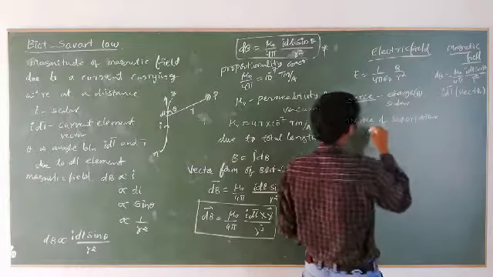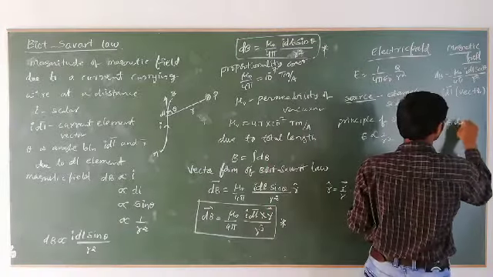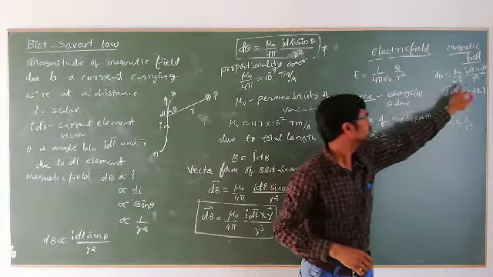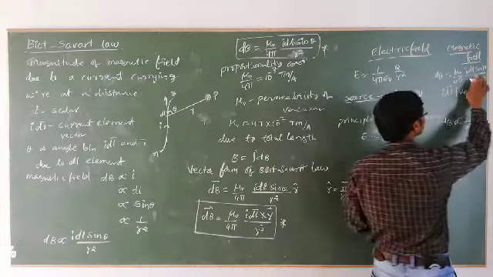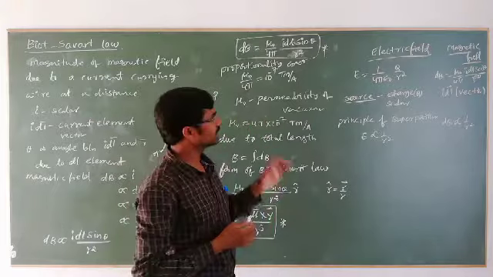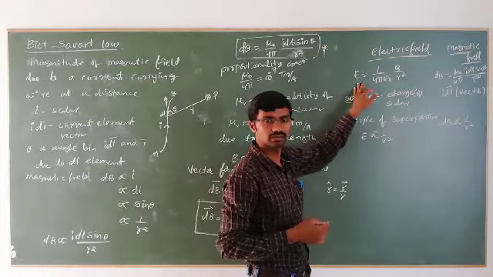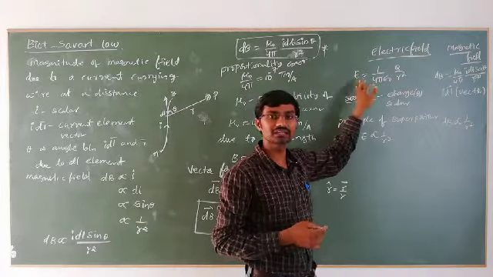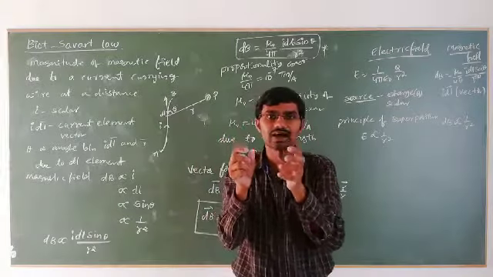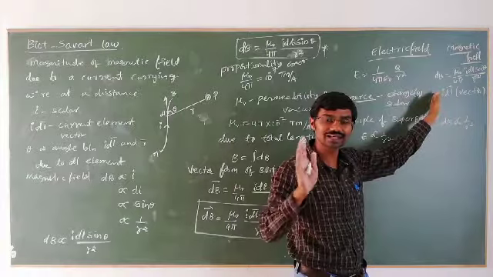Both follow because they are inversely proportional to the square of the distance. Here also it is inversely proportional to the square of the distance, R square, this is also R square. And the main thing is that the direction of the electric field is along the line joining the charge to that point, whereas the magnetic field is not along the line joining the charge to the point.